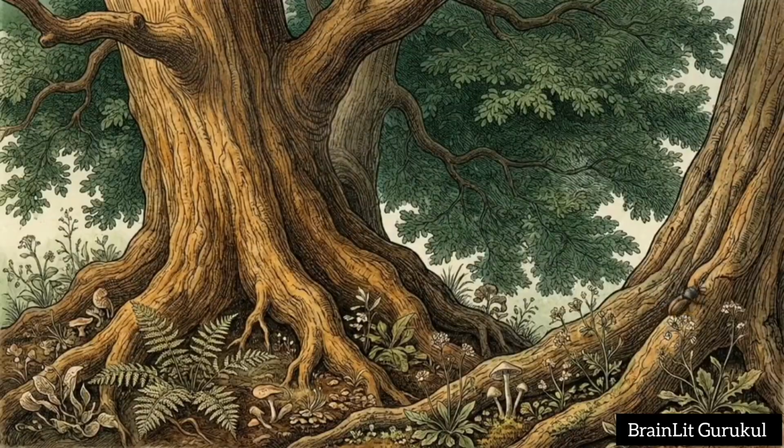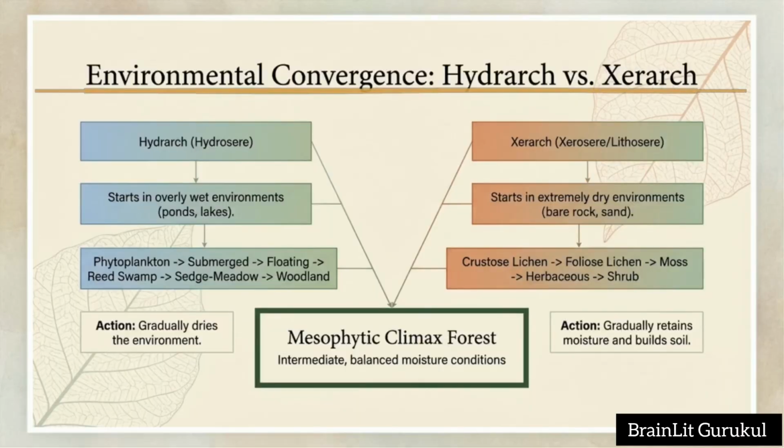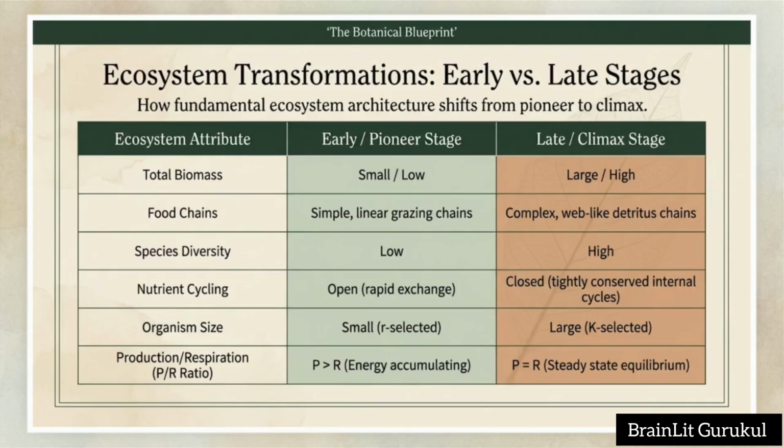This diagram illustrates the principle of environmental convergence. Whether a succession begins in a flooded pond or on sun-baked rock, biological reaction continuously pushes the environment toward a balanced intermediate moisture state. This table contrasts pioneer stages with the final climax.